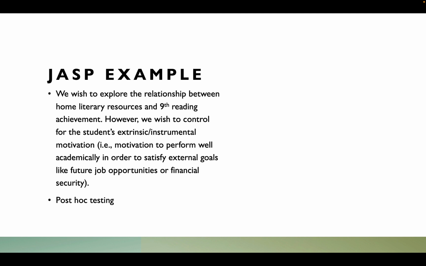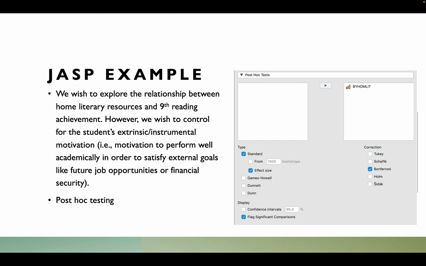All right, so the last thing we want to do here is our post hoc testing. We did have a significant p-value for the home literary resources. So in our input, we want to look under post hoc tests, and we want to add the base year home literary resources. We want to check effect size. We want to choose the Bonferroni correction, as we've always done, and we want to flag significant comparisons.